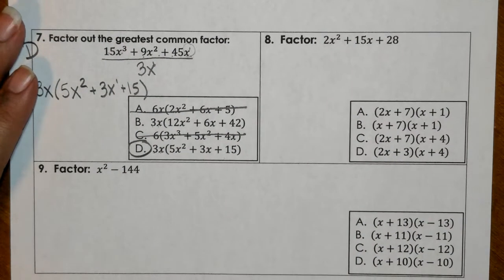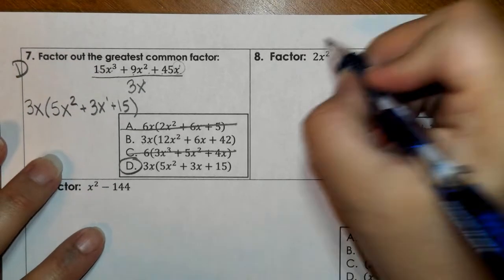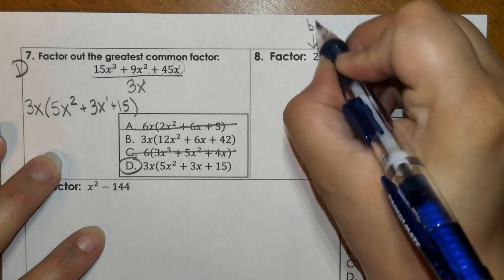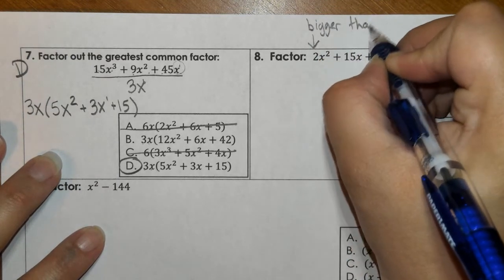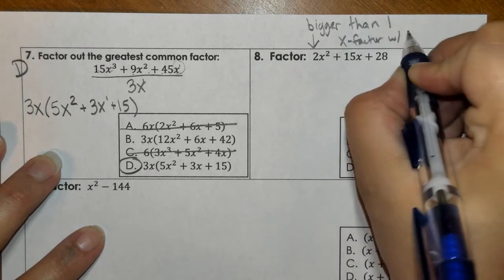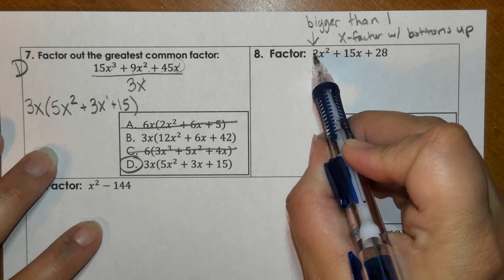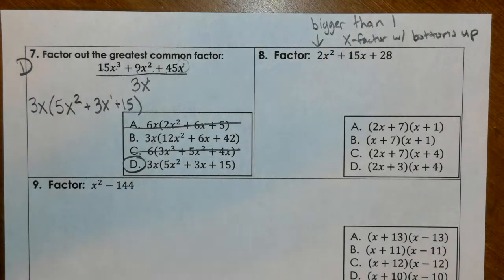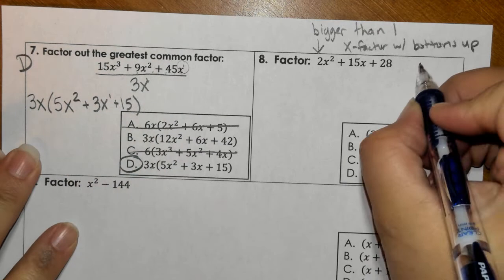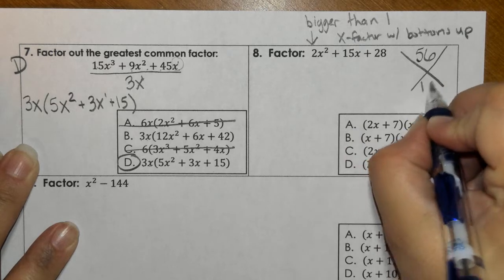Okay, number 8, factor. This is x factor with bottoms up, because that first number is bigger than 1. We have to do x factor with bottoms up. Okay, how do we do that? We would go with the first number times the last number. So 2 times 28 gives me 56. And we're trying to get to 15.